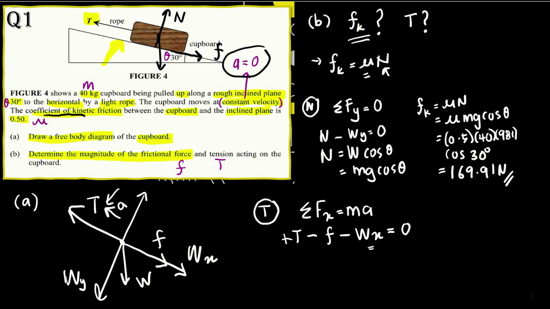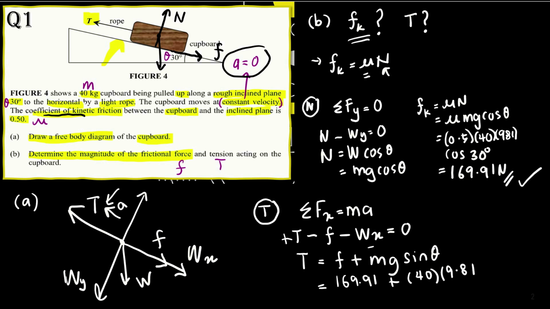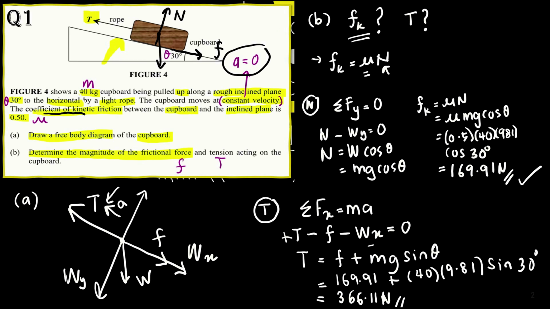So remember we want to find tension. So tension is equal to frictional force plus Wx. So Wx is mg sine theta. We already have friction from the previous equation, 169.91, plus our mass 40 times 9.81 times sine 30, and finally it will give us tension equal to 366.11 Newton. Please always double check your calculation and make sure your unit is correct.